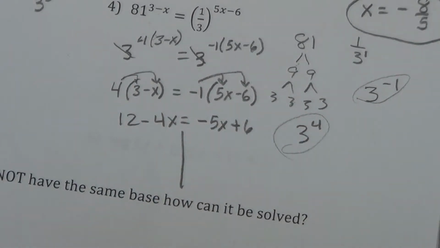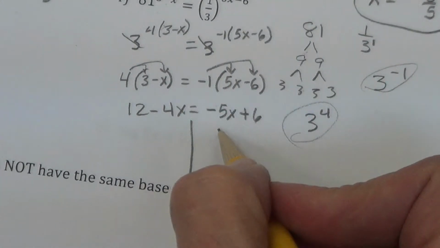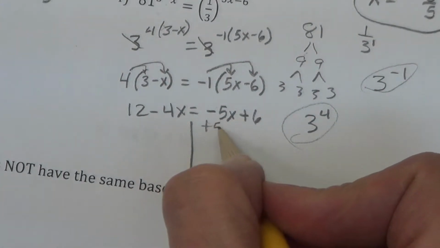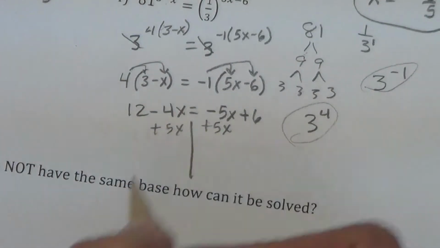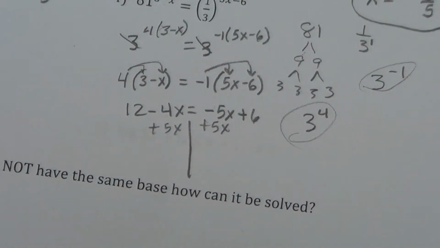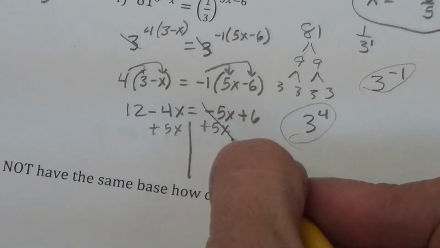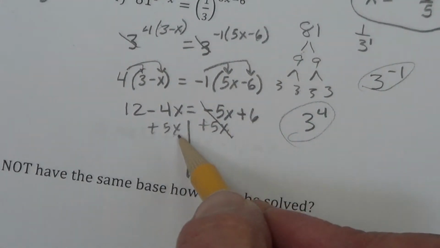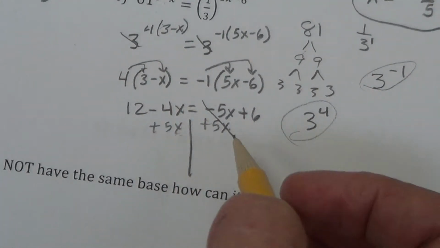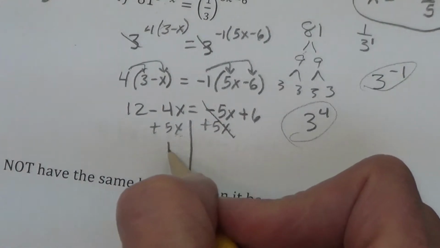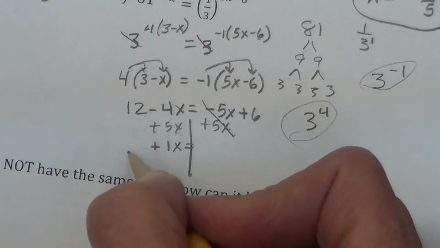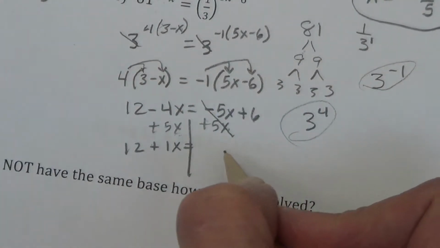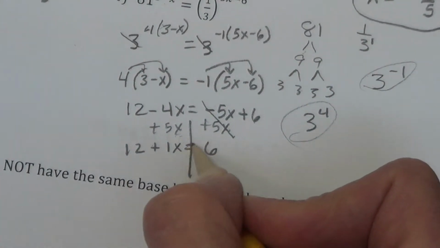Now we gather our x's to one side. I would get rid of them over here personally. I always like to get rid of them on the left or on the right. I don't know why that is. I bring them to the left. That cancels. A positive 5x and a negative 4x leaves us with one positive x. And we have 12 out here and 6 left over here.